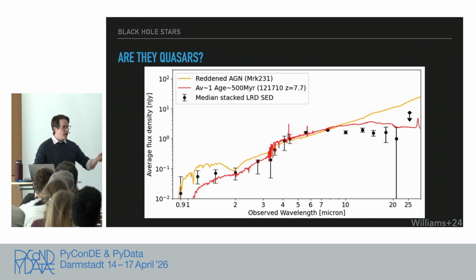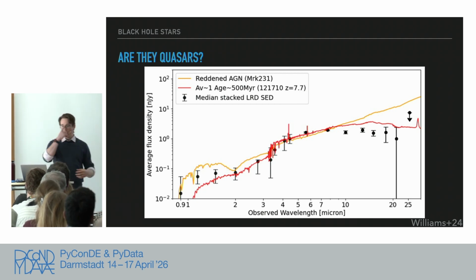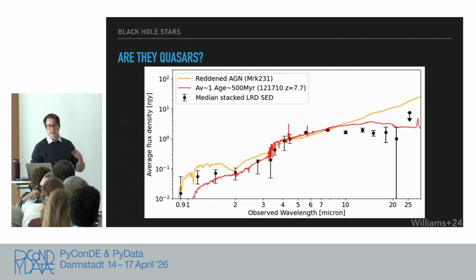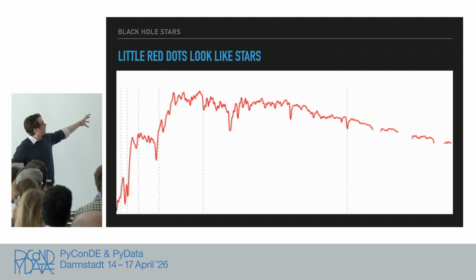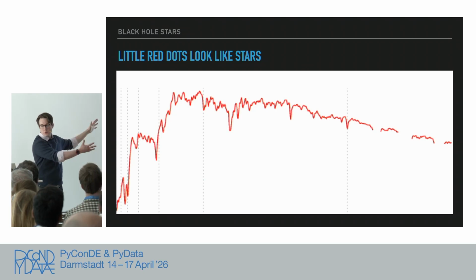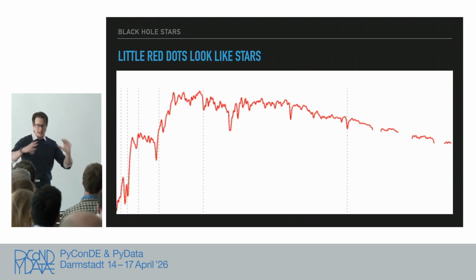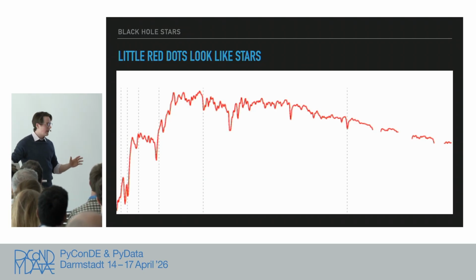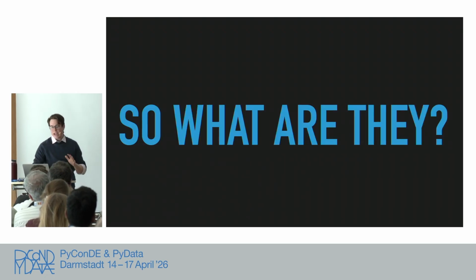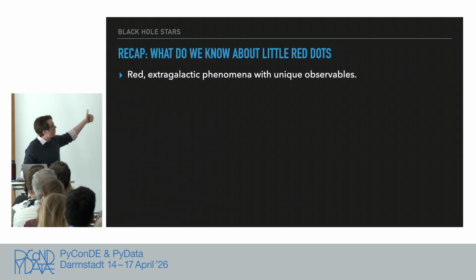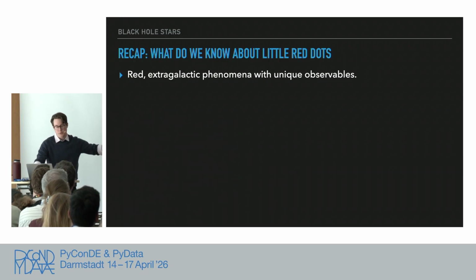However, myself, as well as many others in the community and my peers, have noticed that there are similarities between the spectra, sort of shown here in black, and star-like spectra. So this is the spectrum of a star, and I'm going to simply claim, and we can argue about this afterwards, or I can try and convince you more, that in fact, if we recap what we know, that they are one, red extragalactic phenomena with unique observables never before seen.